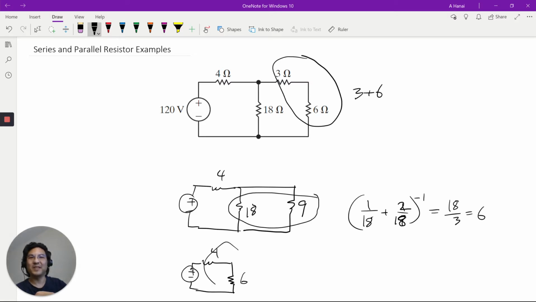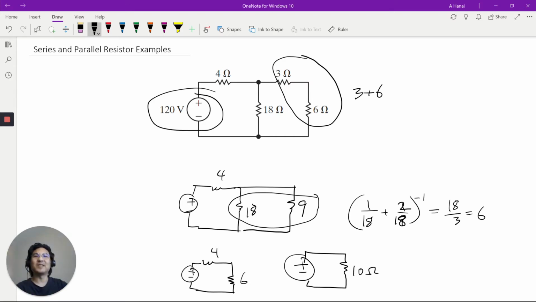Okay, so now we see these two in series. So this 120 volt source, if you disconnected it and then just measured from here to here, the equivalent resistance of all of this would just be 10. Okay? Let's try another one.